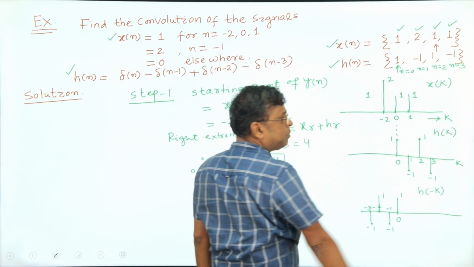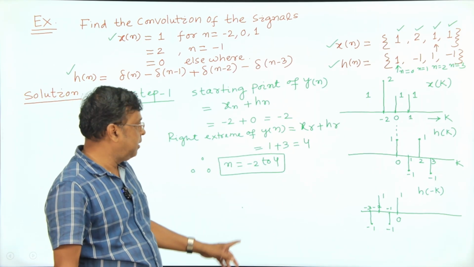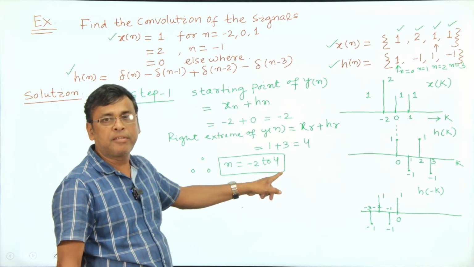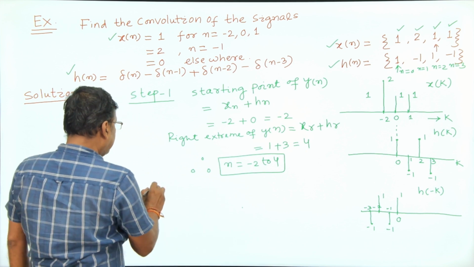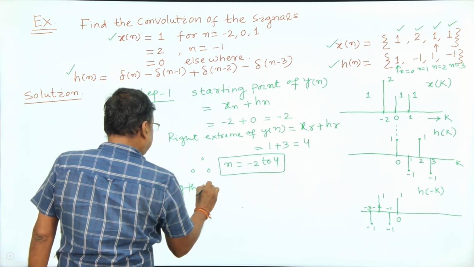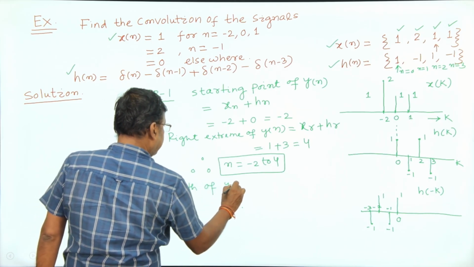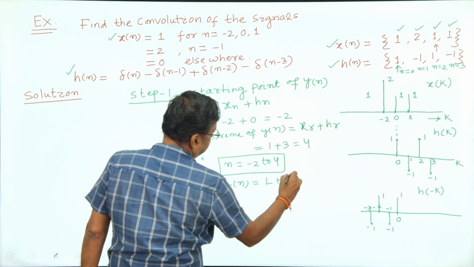1, 2, 3, 4. 4 plus 4, 8. Minus 1, that is your 7. Minus 2 to 4 is nothing but 7. 7 samples of y of n we have to determine. So the length of y of n, you may write down, is equal to L plus M minus 1.